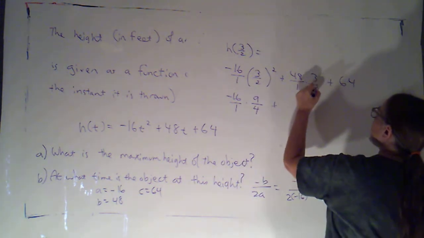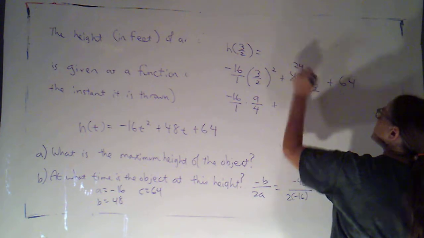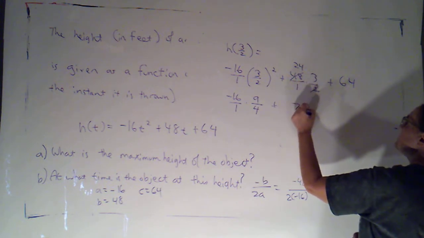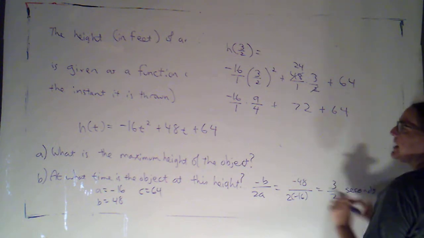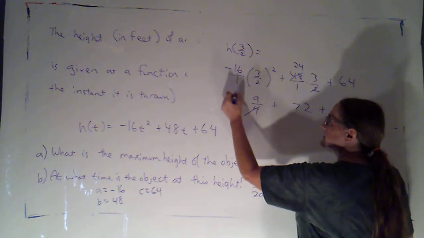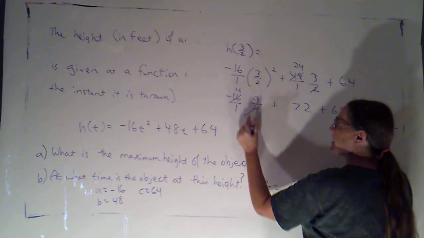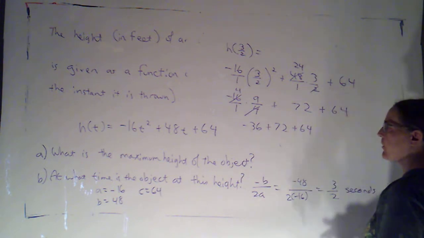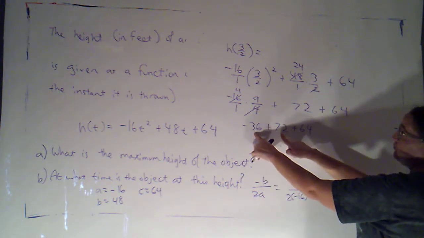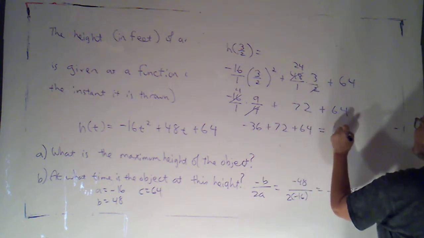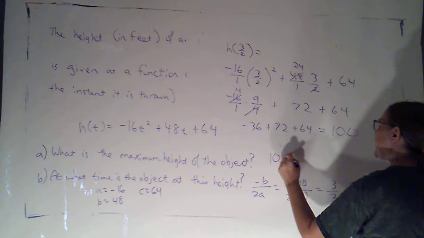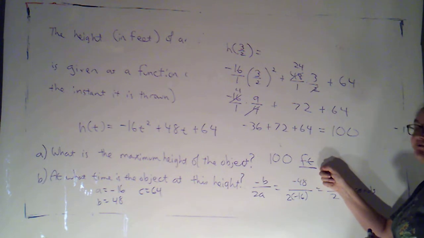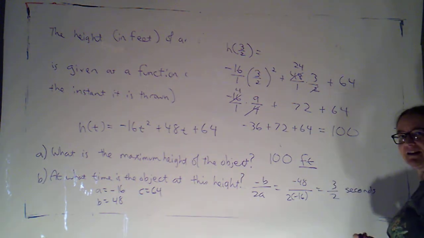plus, I'm going to go ahead and reduce here. 2 goes into 48 24 times, and then 24 times 3 is going to be 72 plus 64. And here I can also reduce. 4 goes into 16 4 times. So we've got negative 4 times 9 is negative 36 plus 72 plus 64. That's going to give me 36 plus 64, which is 100. So the maximum height would be 100. Make sure you include the units. That would be 100 feet off the ground is the maximum height of that object.